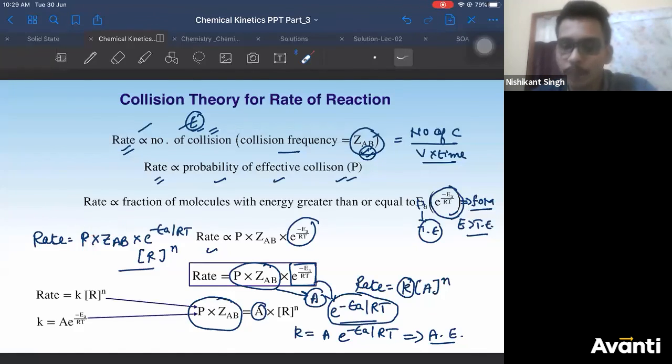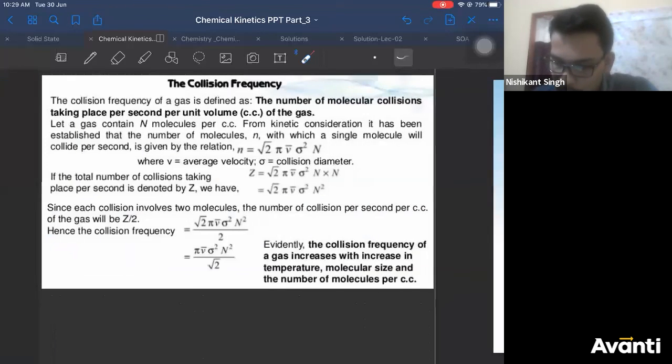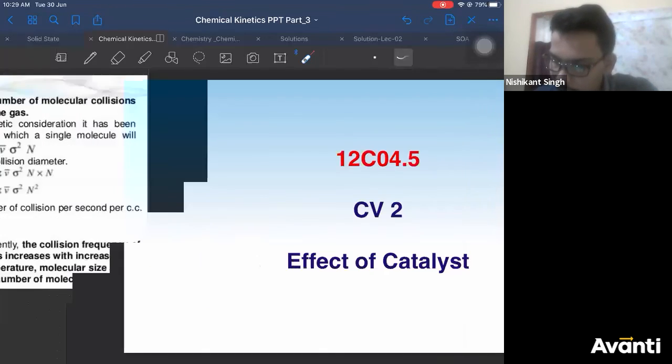You will not get any numerical from this. There will be hardly any question from this. You should know what these values are. But in advanced, you get some topics on collision theory. We'll discuss it probably in one extra class, in the advanced class.